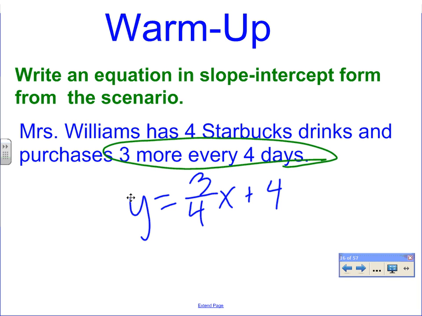How do you typically see this? How is this normally written? You guys remember? Instead of 3 more every 4 days, how have we seen it so far? Sage? You're right, yes. So how would the 3/4 typically be written? Jake, do you know? Yes. Typically, it's written as purchases 0.75 drinks every day.